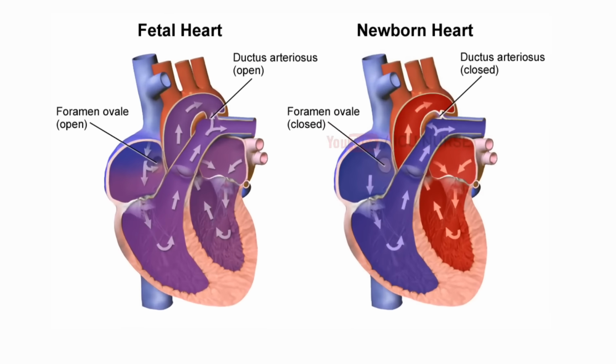In the fetus, there is an opening between the right and left atrium, the foramen ovale, and most of the blood flows from the right into the left atrium, thus bypassing pulmonary circulation.